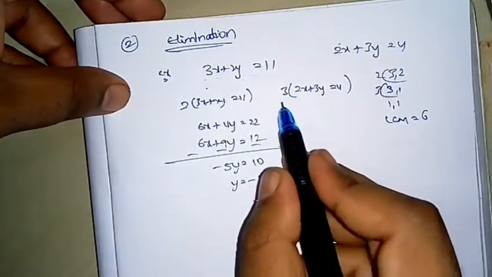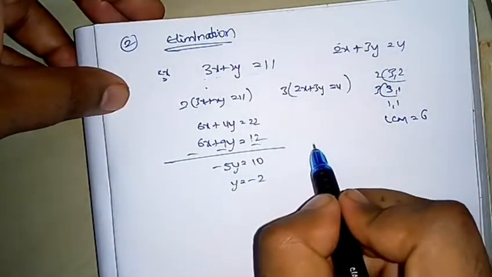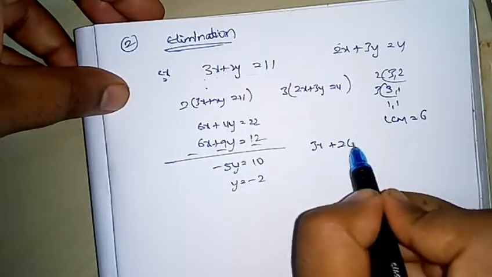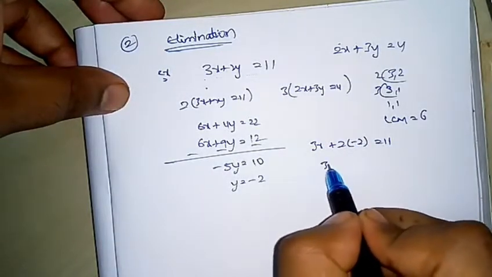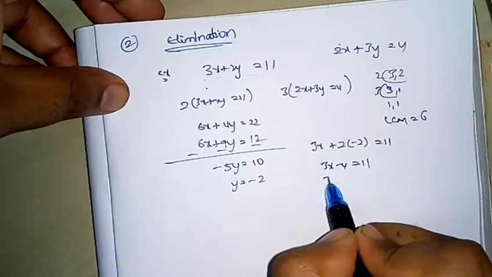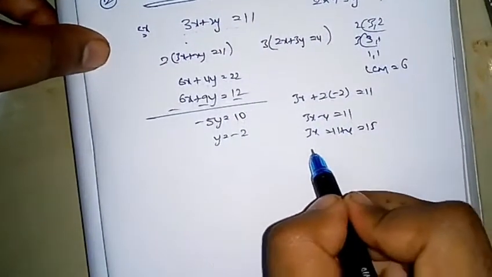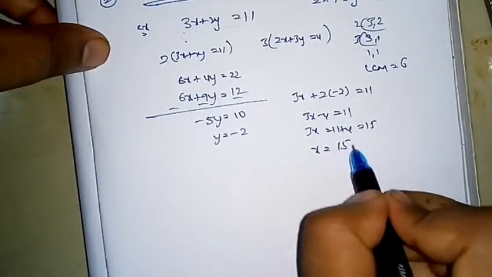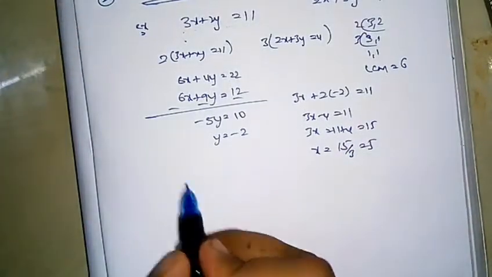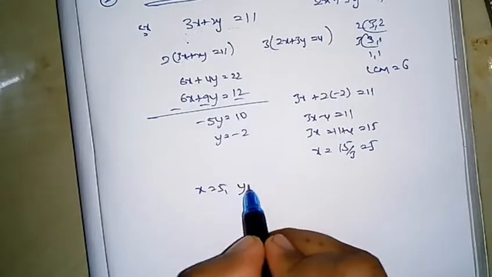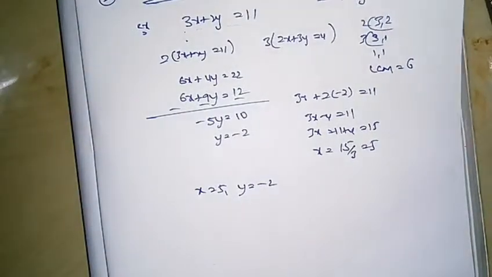Substitute this y in any one of the equations to get x. So 3x plus 2 into minus 2 is equal to 11. 3x minus 4 is equal to 11. 3x is equal to 11 plus 4, which is 15. So x will be equal to 15 by 3, which is 5. Therefore x equal to 5 and y is equal to minus 2 is the solution for these equations.